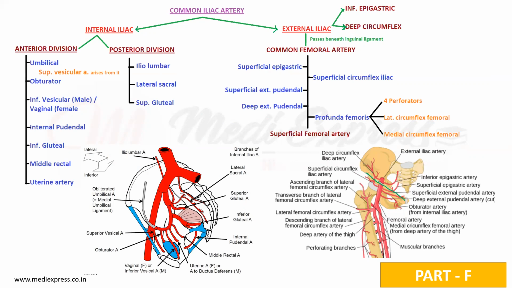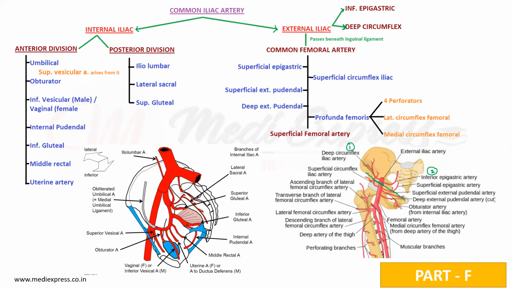Before the inguinal ligament, it will give two branches. One is the deep circumflex iliac artery and the other one is the inferior epigastric artery, you can see over here. Now, after that, it passes beneath the inguinal ligament. And now it continues as the common femoral artery.